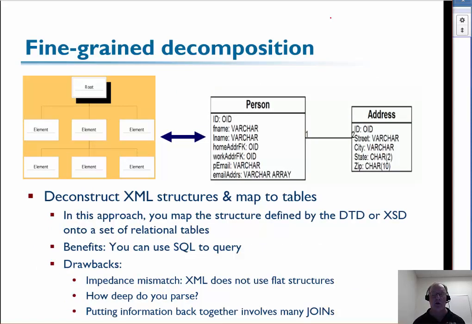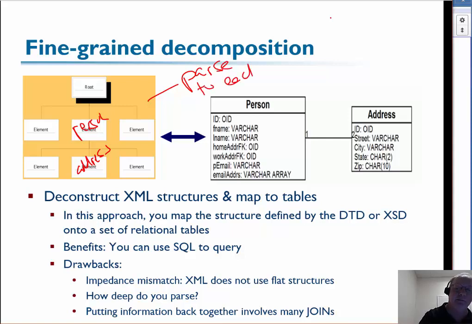Okay. I could go the other route. Instead of being very coarse-grained, just putting it all in a CLOB, I could be very fine-grained and say, I'm going to decompose. This is person and address over here, but maybe the person element is right here, right, in my generic DOM tree. But the whole point is I'm going to take this whole tree and I'm going to parse it down to each node type.